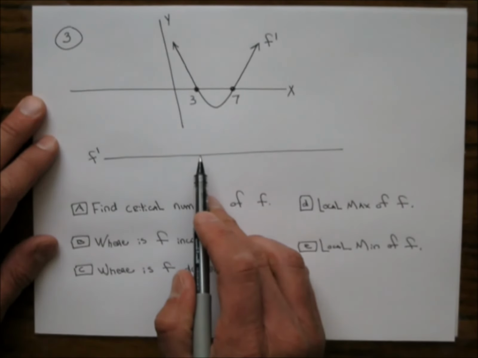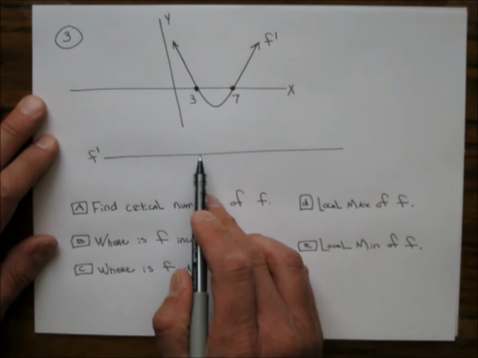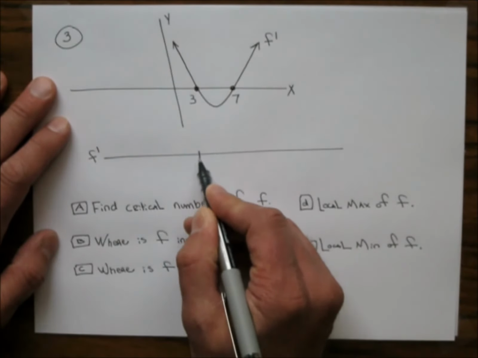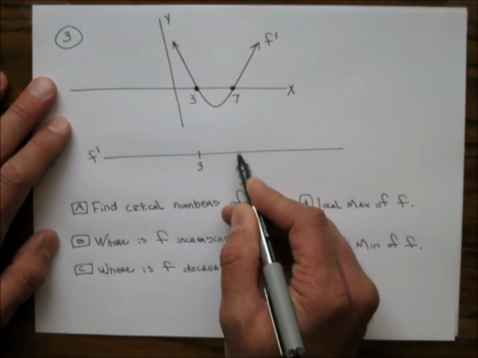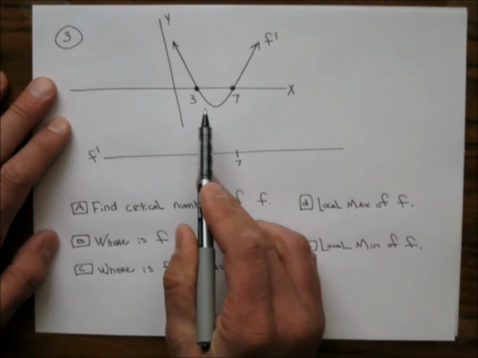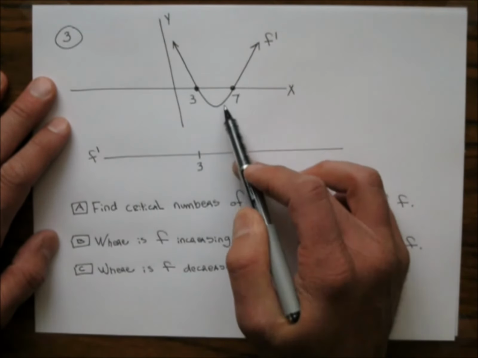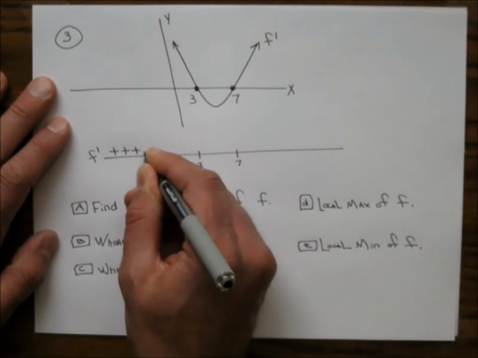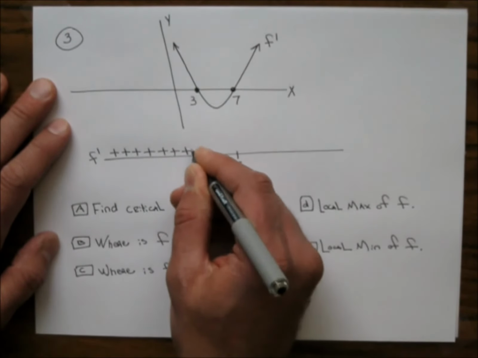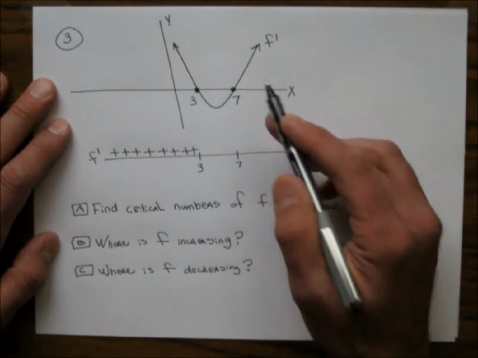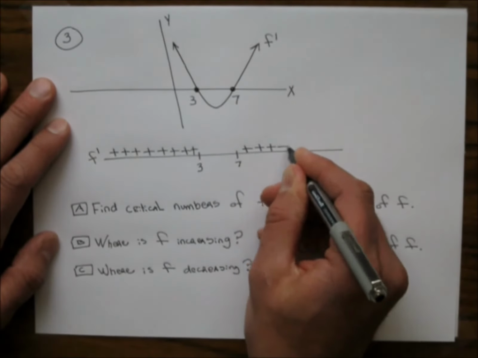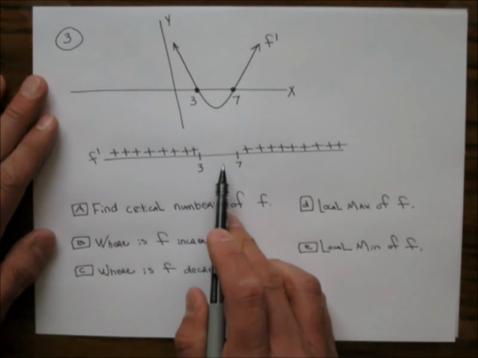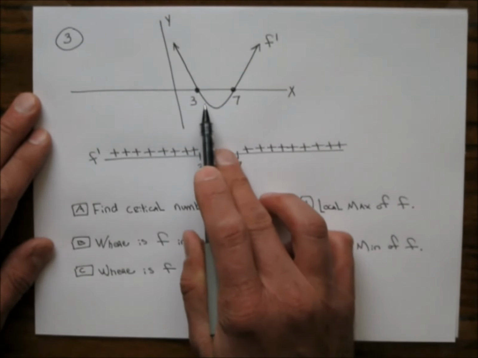Now sometimes f prime is positive, that's above the x-axis, and sometimes it's negative, that's below the x-axis. Let's go ahead and put this 3 right here, and the 7 right there. This represents the slope, and where the slope is positive is above the x-axis from negative infinity to 3, and it's also above the x-axis from 7 to infinity. Now where f prime is negative, it's below the x-axis.